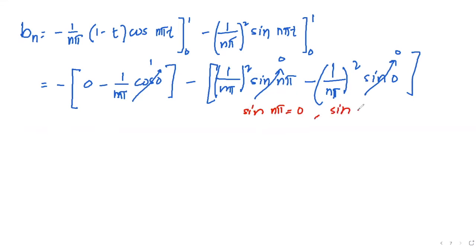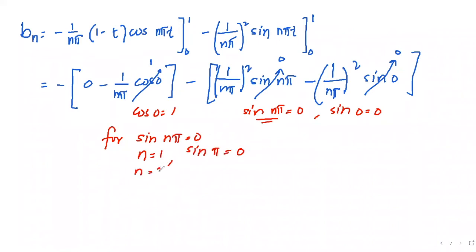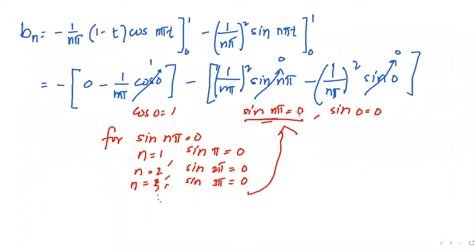So here's the proof that sine of n pi is equal to 0. As we know that cosine of 0 is equal to 1. Now for n equal to 1, sine of pi is equal to 0. For n equal to 2, sine of 2 pi is equal to 0. And for n equal to 3, sine of 3 pi is still equal to 0. Therefore, we can say that sine of n pi is equal to 0.